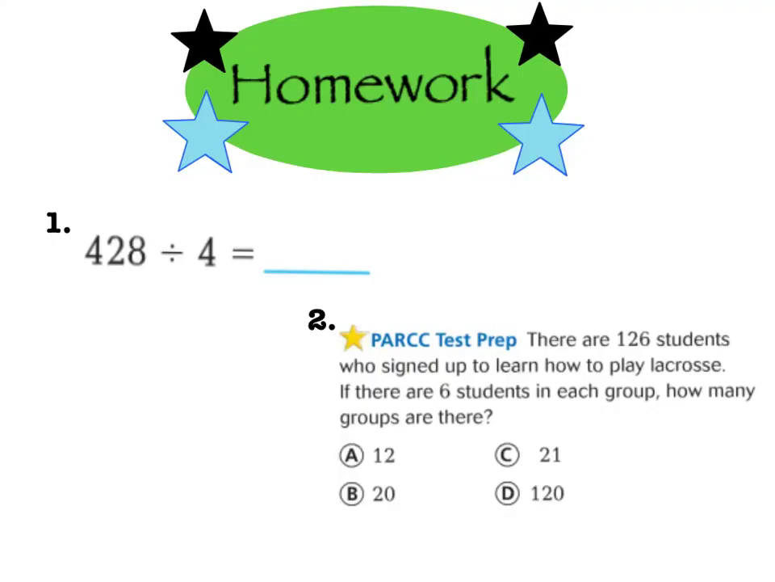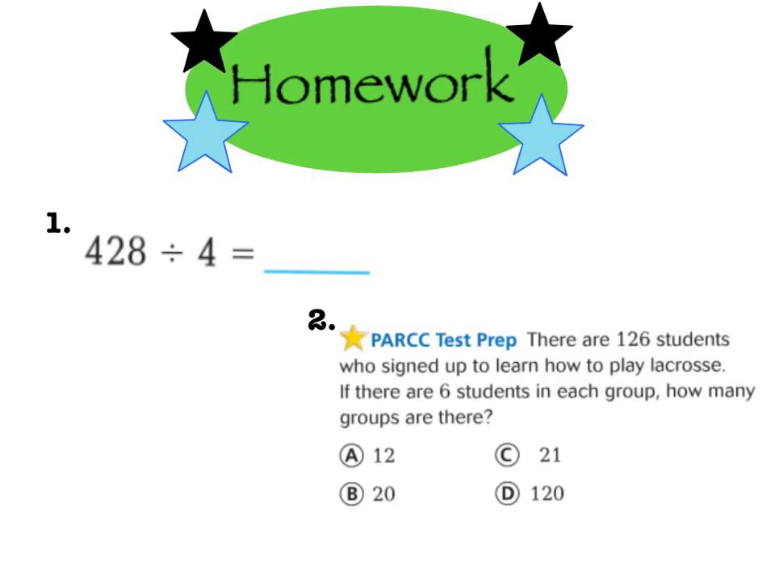Here are your homework problems for tonight. We have number 1 says 428 divided by 4. You're going to use repeated subtraction for this, and you're going to try to subtract the biggest multiples of 4 possible. And then number 2 says there are 126 students who signed up to learn how to play lacrosse. If there are 6 students in each group, how many groups are there?